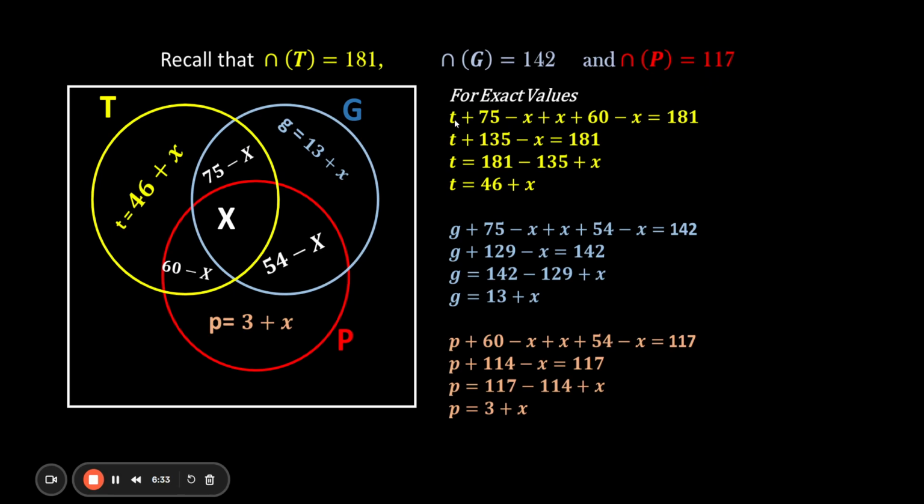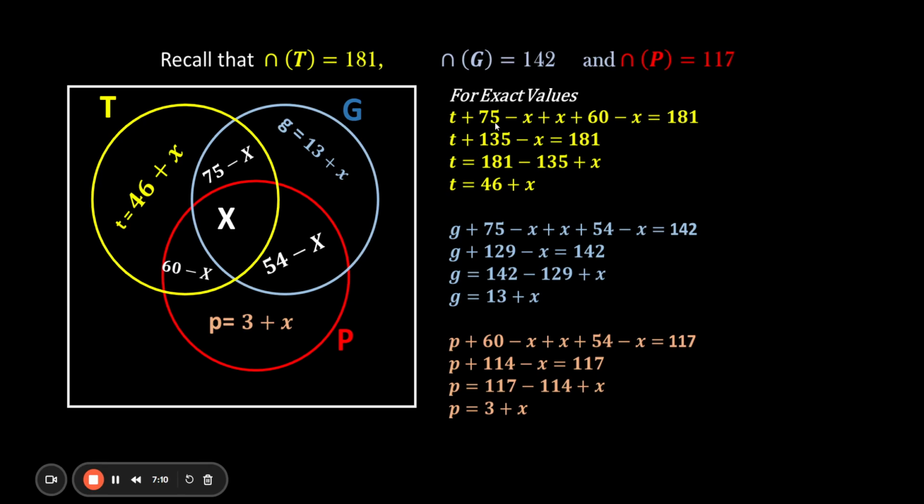Beautiful. Now, this is the calculation. So I'm tagging Daily Times as a small letter T to avoid confusion, Guardian a small letter G, and Punch a small letter P. So let's do it. We have T plus 75 minus X, plus X, plus 60 minus X, and it's equal to the total, which is 181.